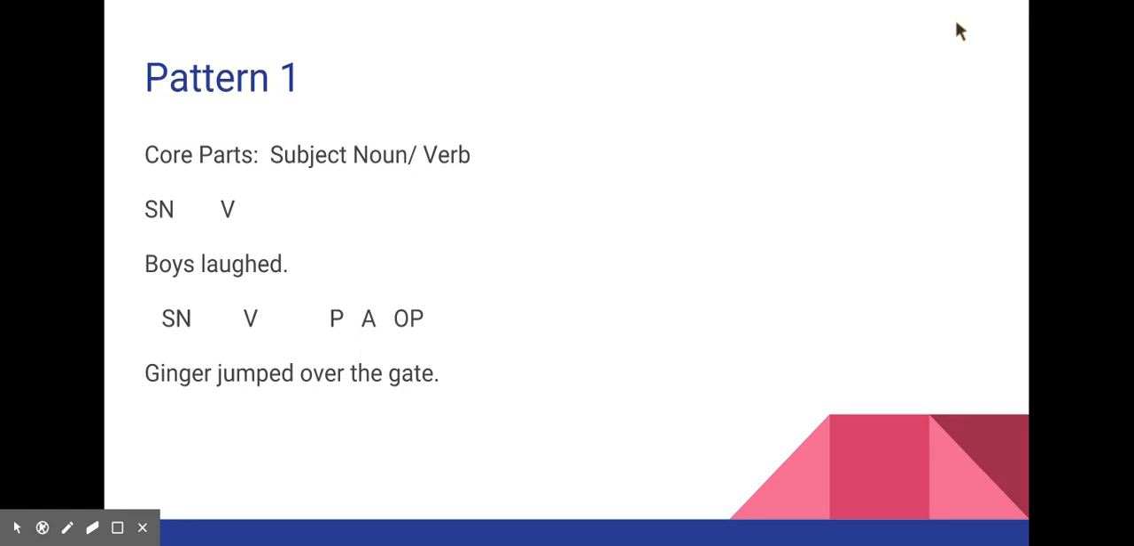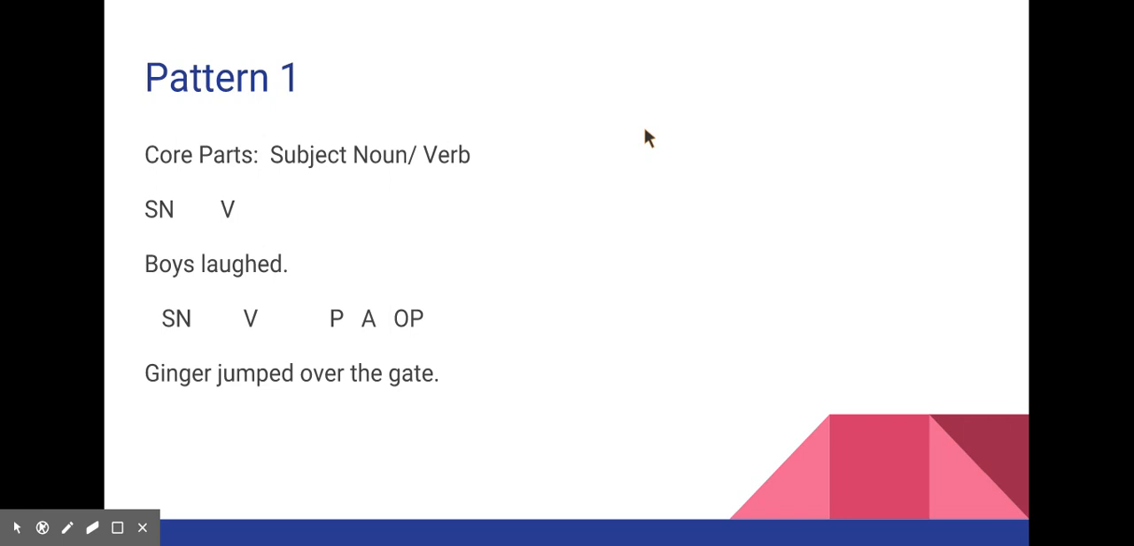Let's look at pattern 1. The core parts of a pattern 1 sentence, including what a sentence has to have in order to be a sentence. We just have to have a subject noun and a verb. So here are 2 examples. Boys laughed, and Ginger jumped over the gate.